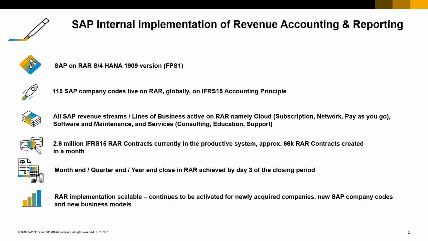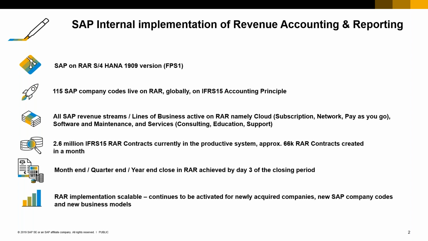Now, during month-end close and quarter-end close, the closing activities are achieved within the first 3 days of the month-end close or quarter-end close. Usually our record to report team within the Global Finance and Administration Board area at SAP are the ones who perform the closing activities, but they're able to successfully close all the different company codes for that specific period in RAR within 3 days.